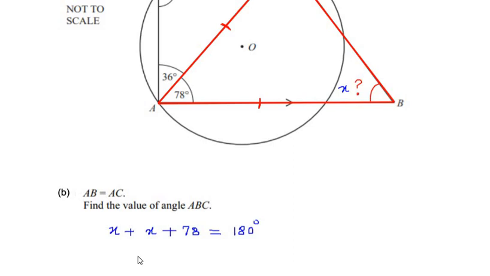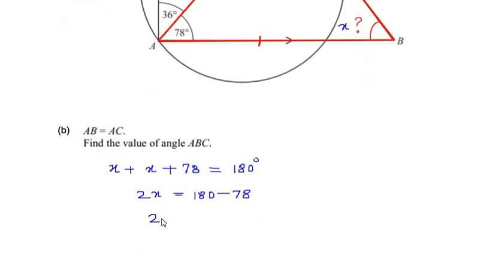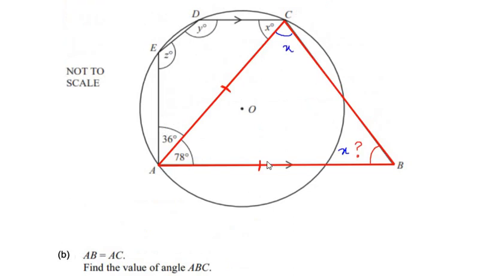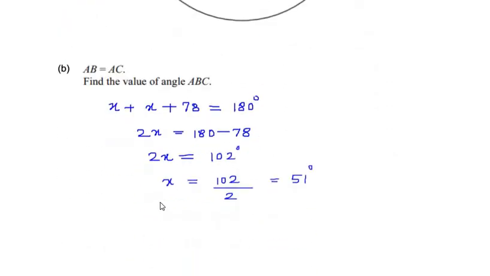So we have x plus x as 2x, and let us take the 78 to the other side of the equal to sign, so it becomes minus 78, and we get 2x is equal to 102 degrees. So we have x is equal to 102 divided by 2, which is 51 degrees. So we have the value of the angle ABC as 51 degrees.